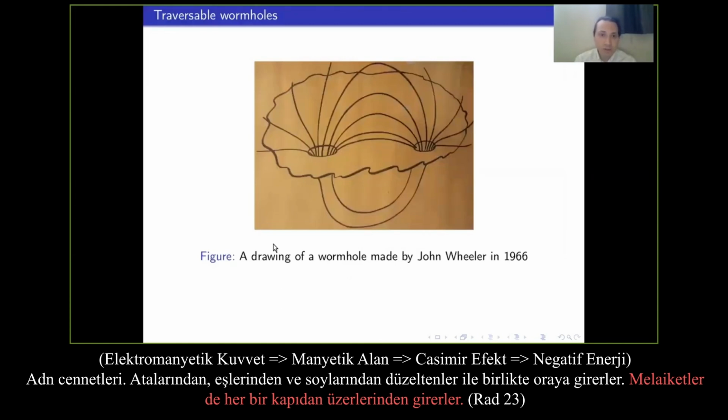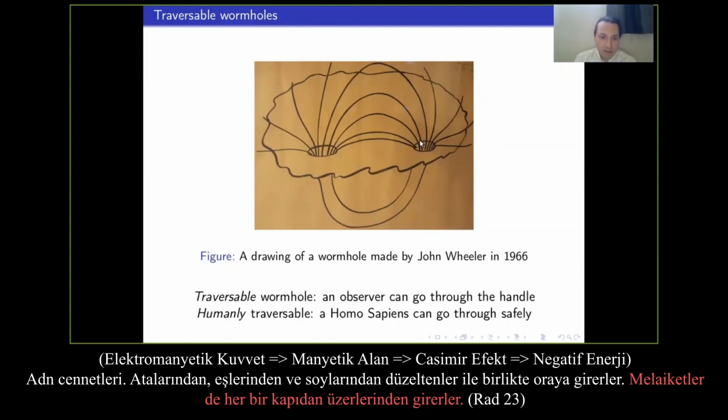So what are traversable wormholes? This is a picture of a wormhole. We have two space regions which are connected by a handle. And we say that a wormhole is traversable if an observer can actually travel through the handle. And it is humanly traversable if a Homo sapiens can travel safely. And I would like to point out that safely means it's safe for both the Homo sapiens and the wormhole. Wormholes are actually quite fragile too, but in a different way. I will explain it in a bit.